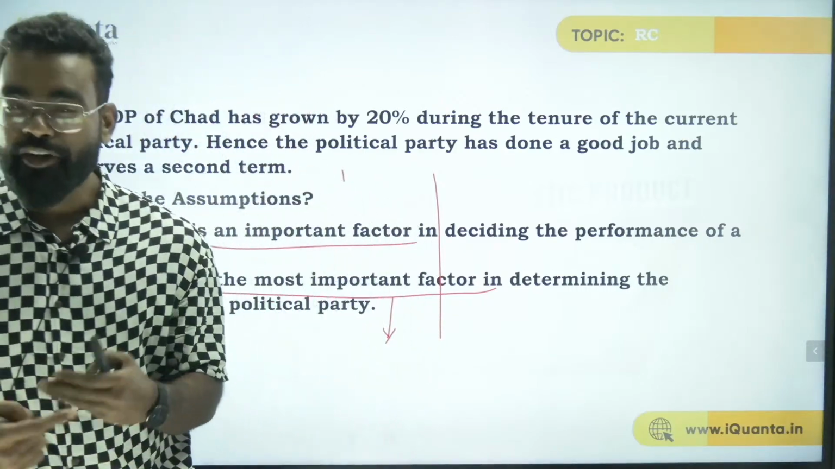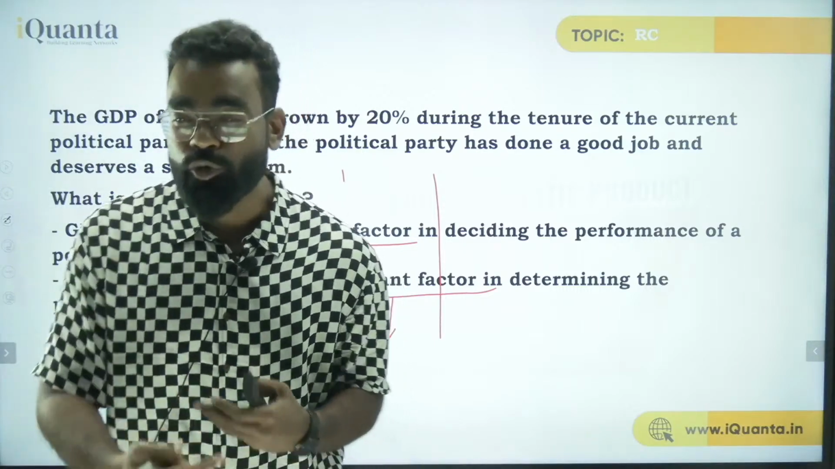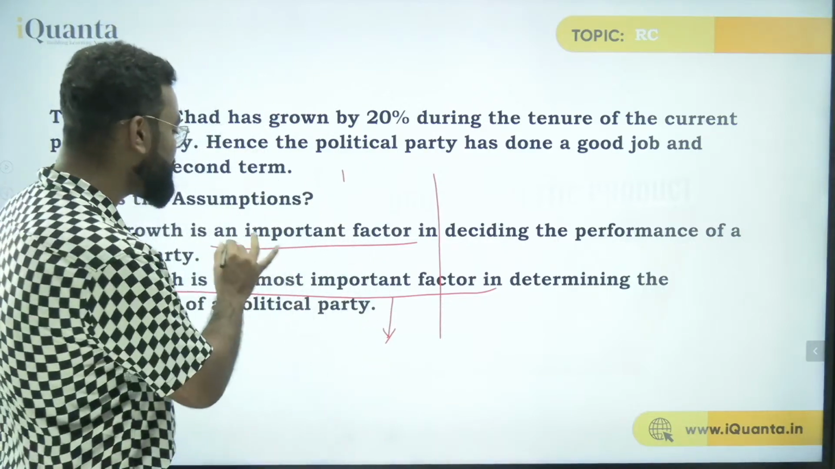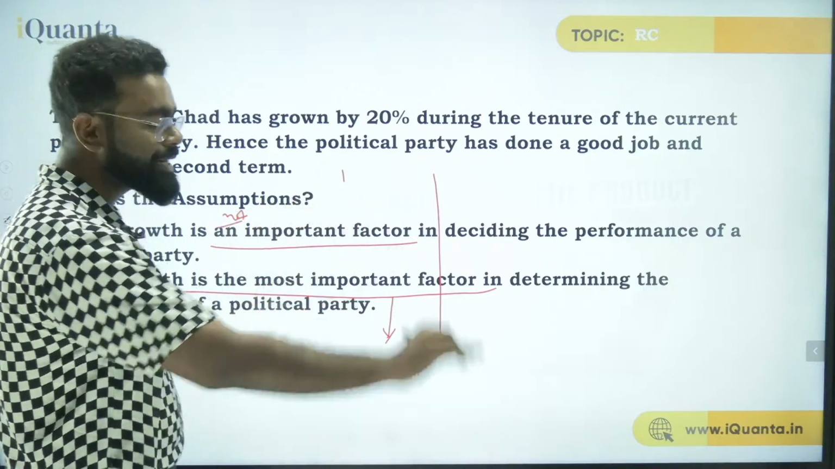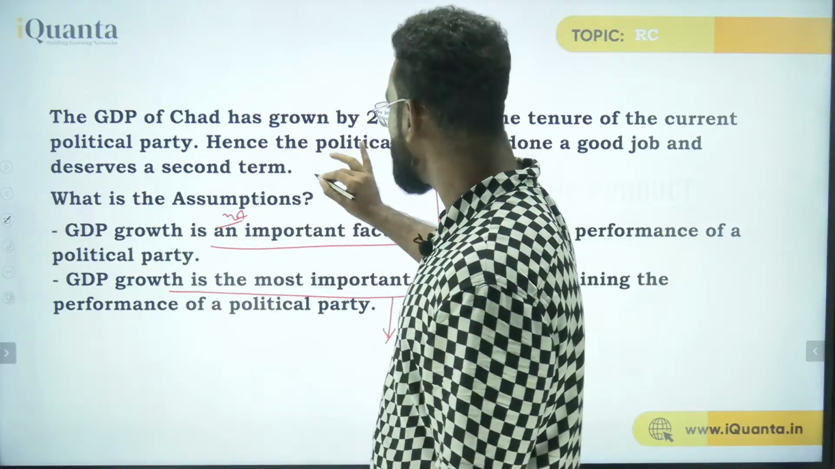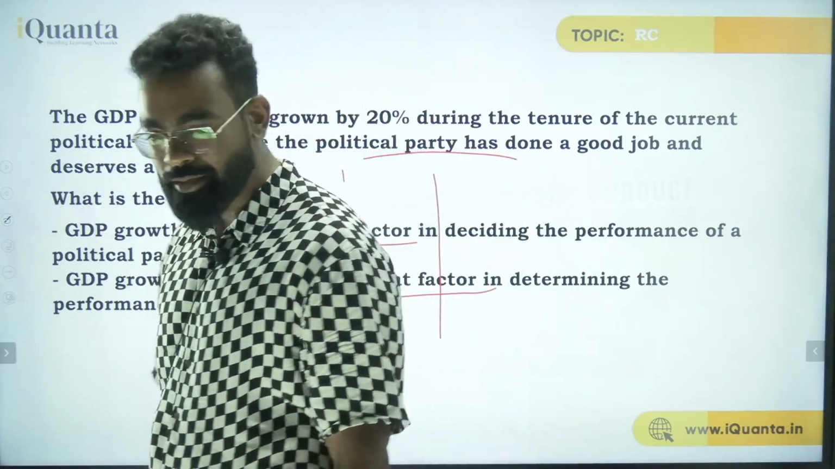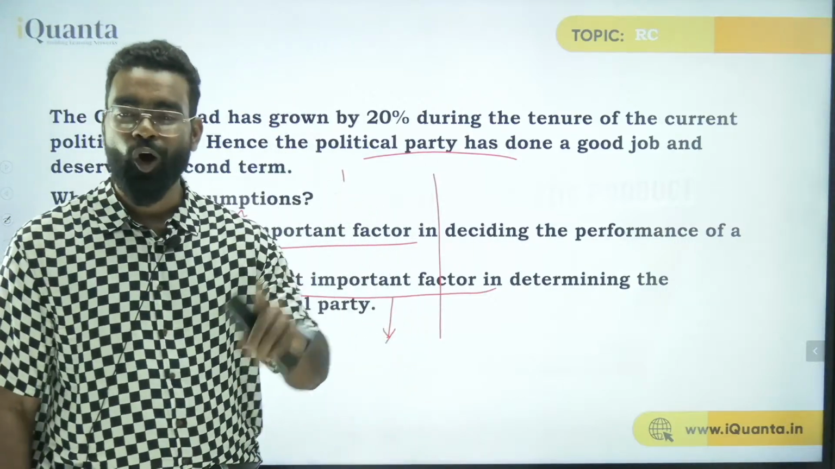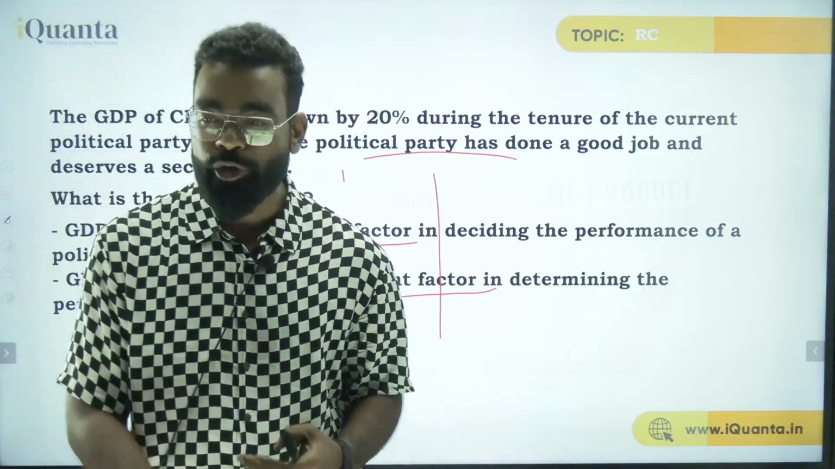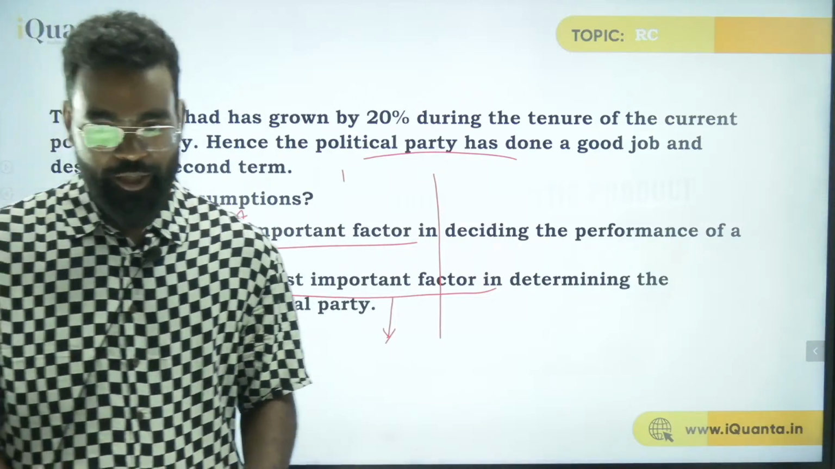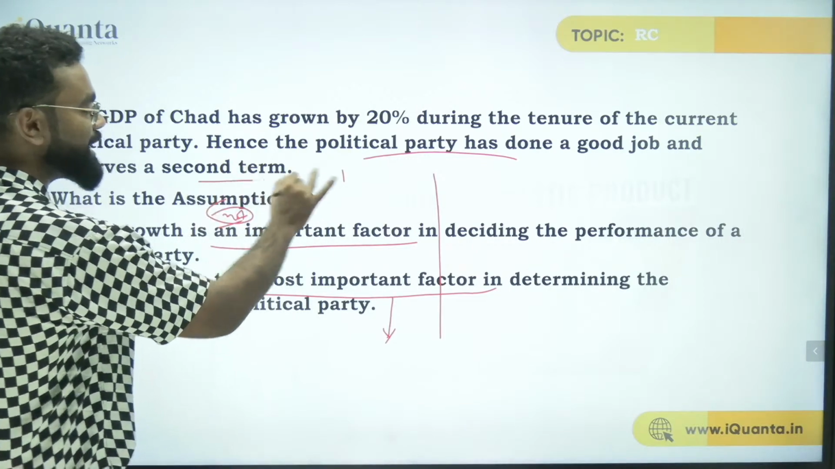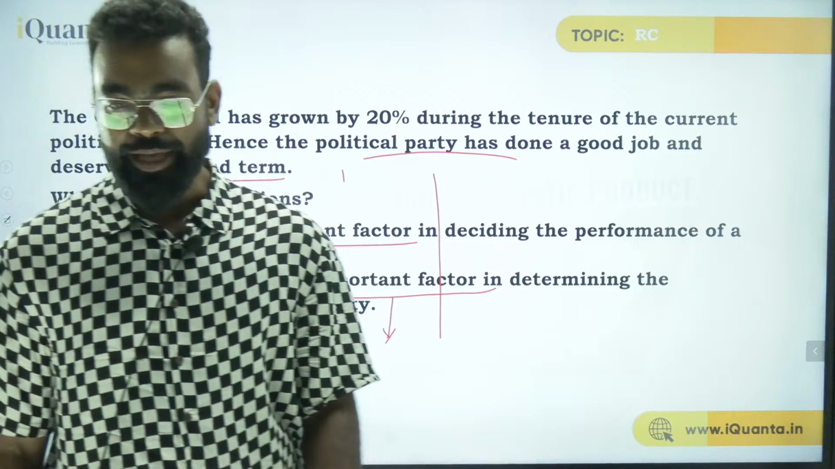Whenever you need to find the right assumption, you need to negate it, and then see what the change in your conclusion is. Let's say GDP is not an important factor. Then my conclusion doesn't hold, right? If GDP is not important, why are we evaluating on the basis of GDP? So negating this will change my conclusion. Clear, everyone?